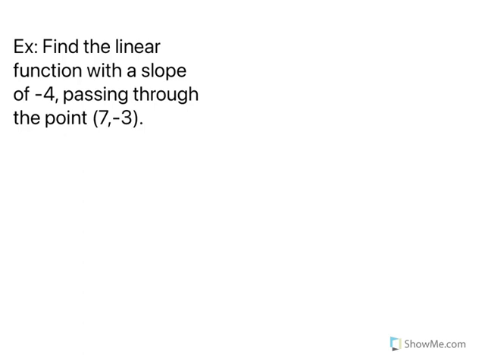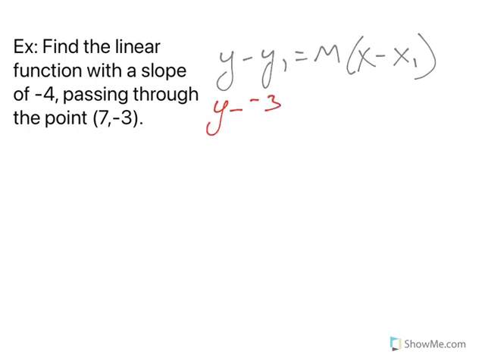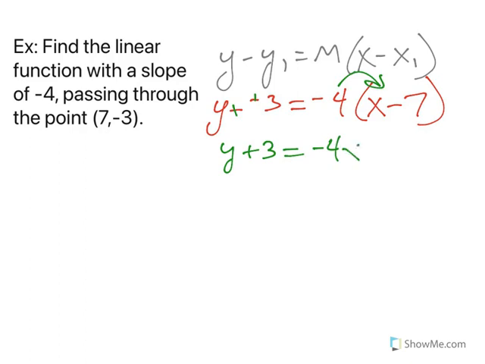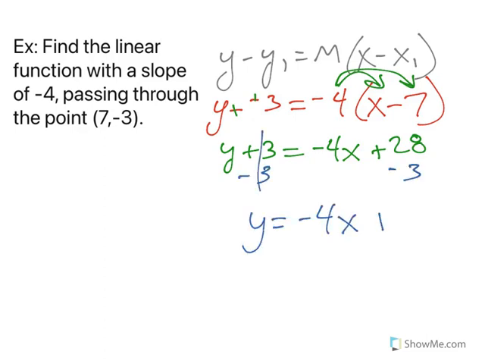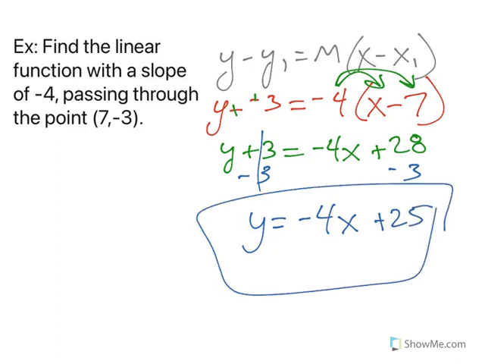Let's do one more for fun. Find the linear function with a slope of negative 4 passing through the point 7, negative 3. So we're just going to plug it in, right? Y minus y1 equals m times x minus x1. Okay, so y minus negative 3 equals negative 4 times x minus 7. Whoop, whoop. Two negatives. So that's the same as y plus 3. I can distribute. Negative 4 times x is negative 4x. Negative 4 times negative 7 is positive 28. Last step, subtract 3 from both sides, and we get y equals negative 4x plus 25 in slope-intercept form.